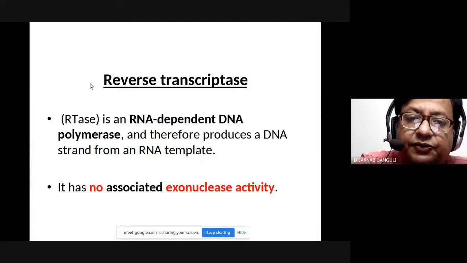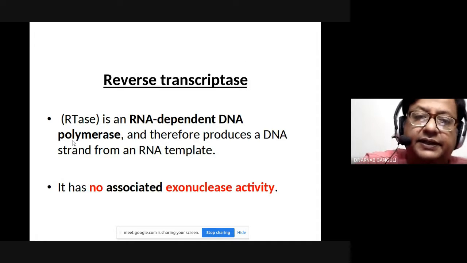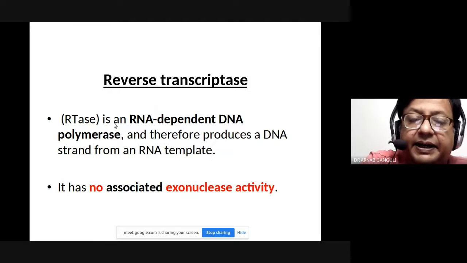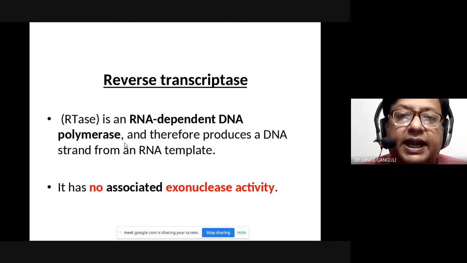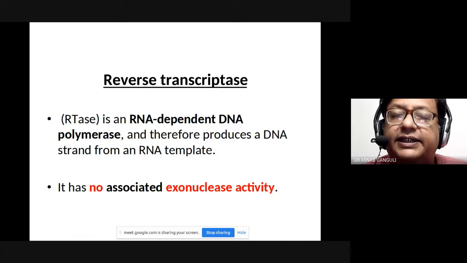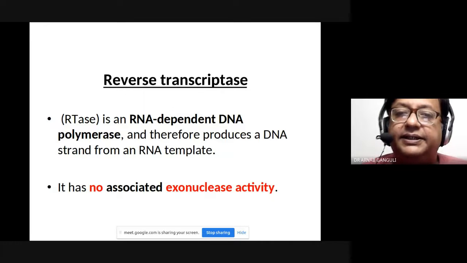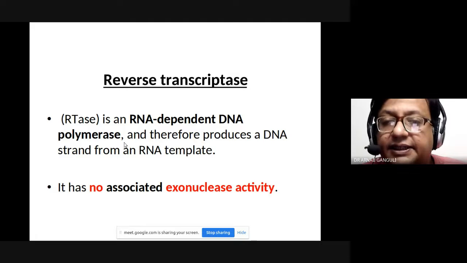So, before the DNA ligases, we must talk about reverse transcriptase. Reverse transcriptase is an RNA-dependent DNA polymerase. You had read about DNA-dependent polymerases, which synthesize another DNA strand on one DNA strand. If one DNA strand is in the 5' to 3' direction, the second DNA strand is synthesized in the 3' to 5' direction. So it uses DNA as a template, but reverse transcriptase makes DNA from RNA.